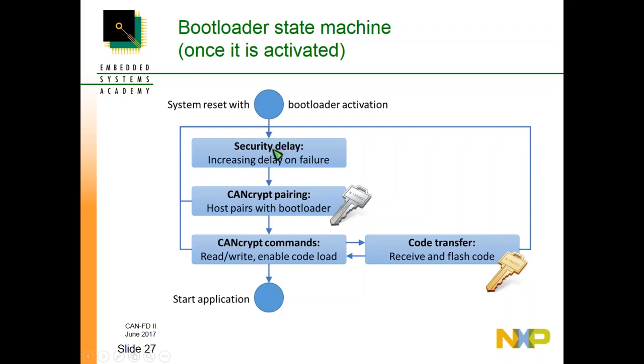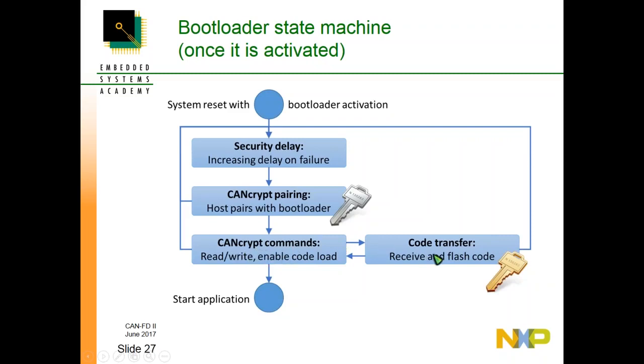If all previous connection attempts were okay, we'll just start and wait to pair with the host to receive new code. Once we are paired, we go into the commands state, where we wait for commands from the host and execute them. These are CANcrypt commands, meaning they are both authenticated and encrypted, so that we can be reasonably sure it's not just a replay attack or something like that.